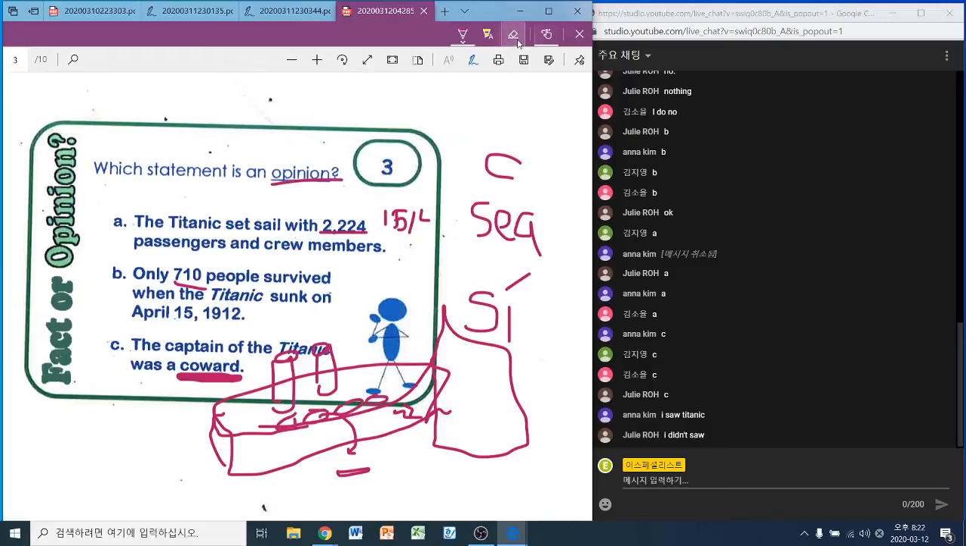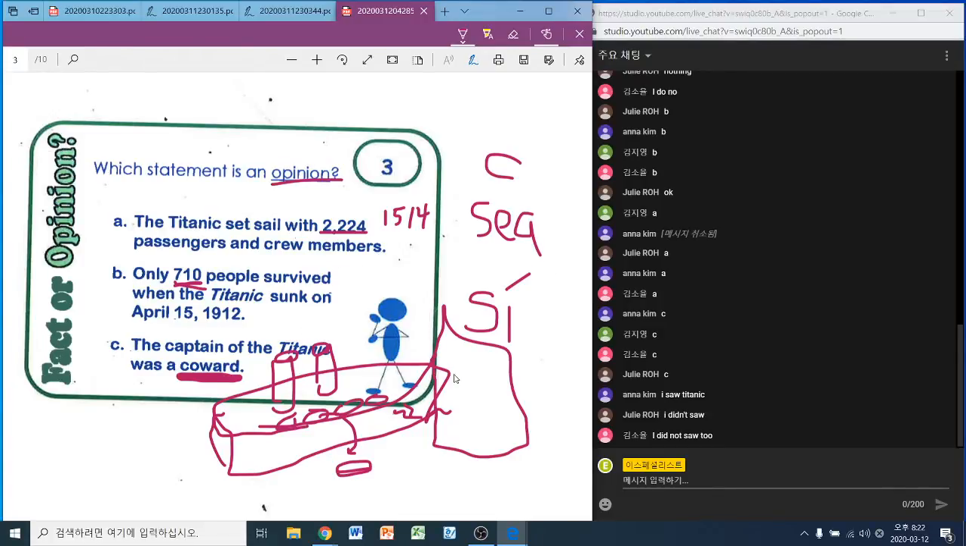And all the other 1,514 people. Oh, that looks messy. All the other people then sank. And they didn't have a boat. There were only enough little boats for like 710 people. So, very sad. Maybe the captain didn't tell people or something.